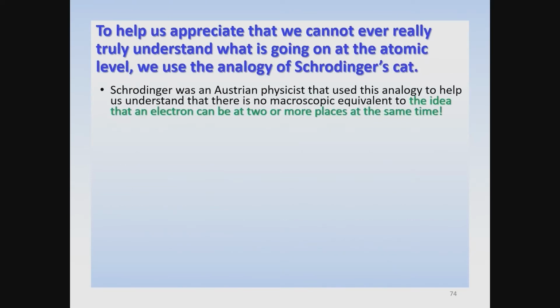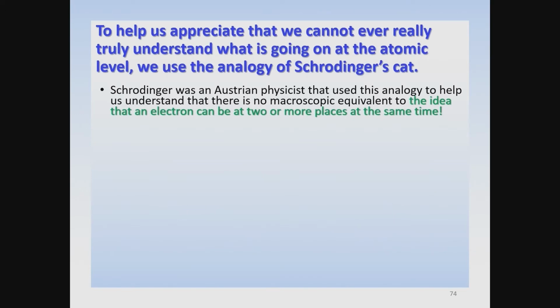So this is pretty hard to accept. And there was a scientist that came along later in the 1930s named Schrödinger, and he had a lot of trouble accepting this idea as well. So he had a fun analogy, which I'm going to describe to you, which helps us understand that we cannot totally deeply understand electron behavior at the atomic level, because it's stuff that we have never seen before in our macroscopic existence. So let me tell you what this analogy is about.